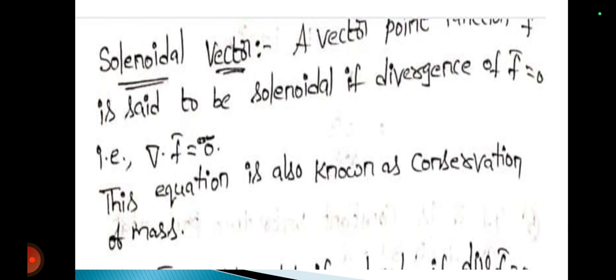A vector point function f bar is said to be solenoidal if the divergence of f bar is equal to 0, that is, del dot f bar is equal to 0. This equation is also known as conservation of mass.